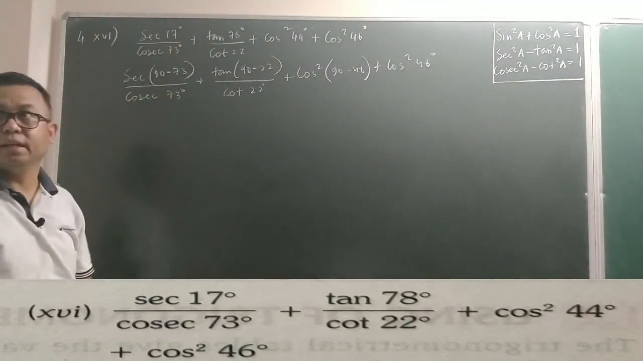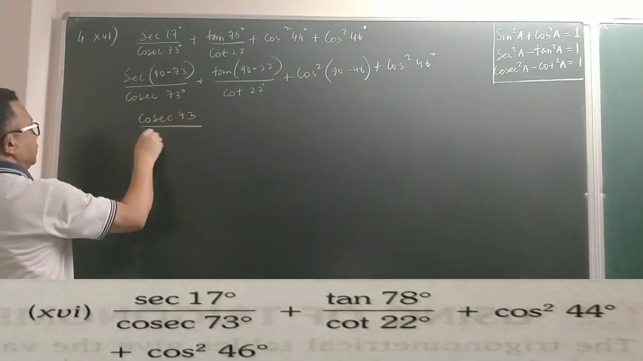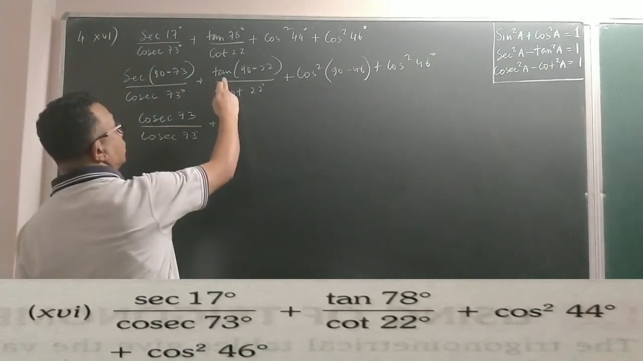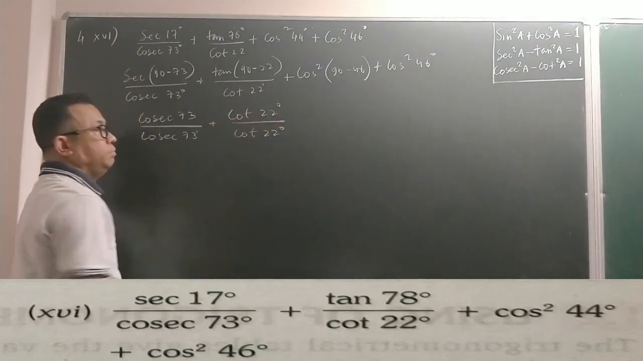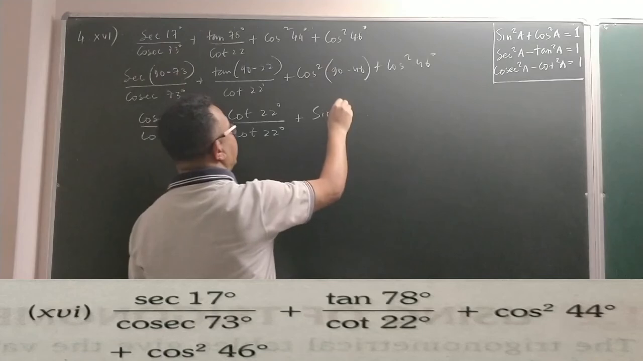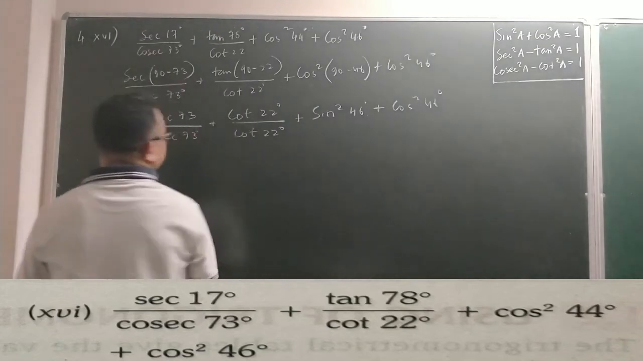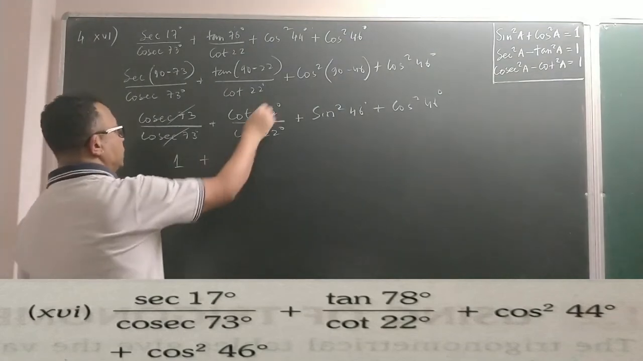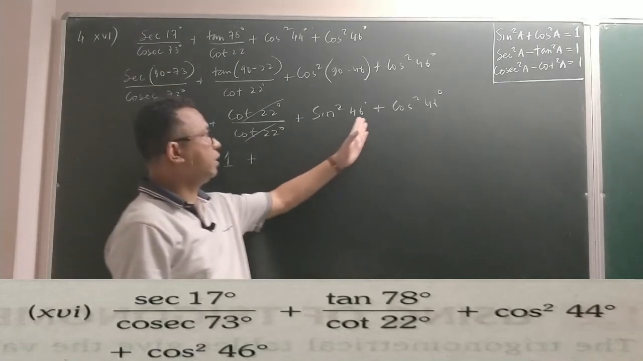Then you know sec 90 minus theta, sec will change to cosec. So this will change to cosec 73, and this is also cosec 73. Plus, this is your tan, tan will change to cot. So cot 22 degree over this one is also cot 22 degree. Then plus, cos will change to sine. So this will be sine square 46 degree plus cos square 46 degree. So this and this is gone, so this is 1. Plus, even this and this is gone, this is also 1. Plus, now I can't do anything with this one, so it is 46, 46.